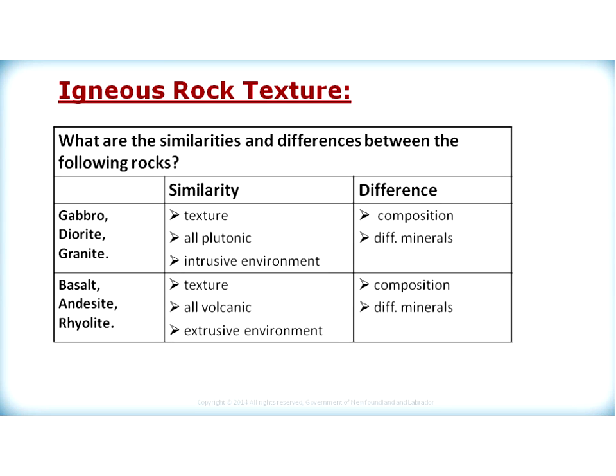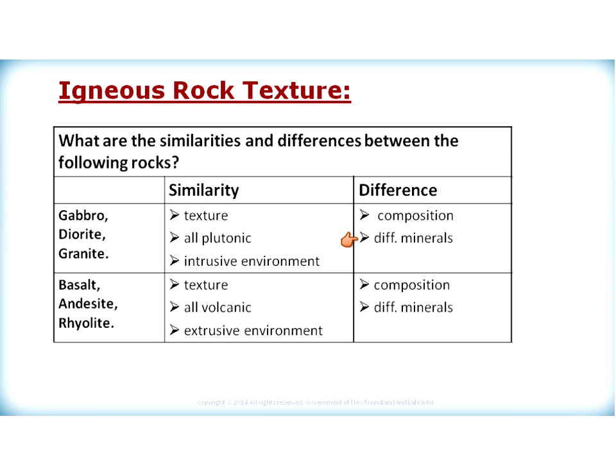We can also look at the question, what are the similarities and differences between the following rocks? So if we look at the rocks that are coarse grain in texture, gabbro, diorite, and granite all have the similar texture. They're coarse grain. They all form in the same environment, which is plutonic, and this is found in an intrusive environment beneath the Earth's surface.